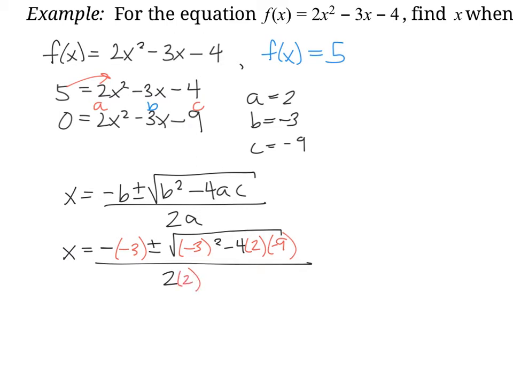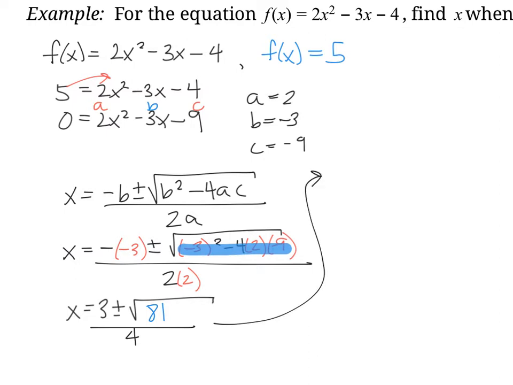So let's continue simplifying. We've got x is equal to negative negative 3, which is just 3, plus or minus, and let's figure out what's under the square root. I like to throw this entire thing into the calculator, or think about it using mental math. So under the square root, what we're going to have is just the number 81. That's what that's going to simplify to, all over 2 times 2, which is 4.